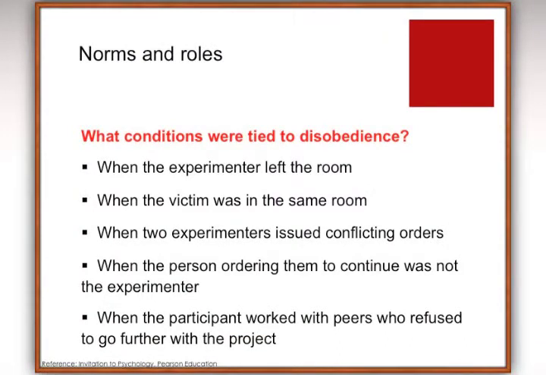There are some conditions that are tied to disobedience. These include when the experimenter left the room, or when the victim was in the same room. On other occasions, when two experimenters issued conflicting orders, or when the person ordering them to continue was not the experimenter. Finally, when the participant worked with peers who refused to go further with the project.